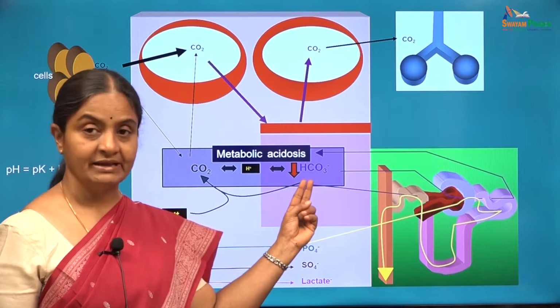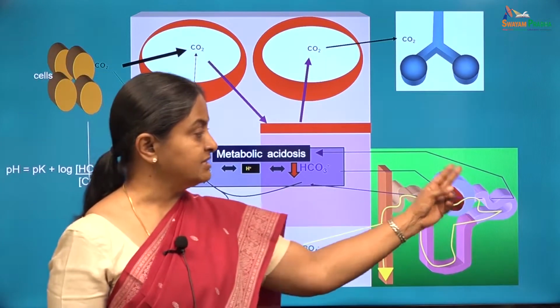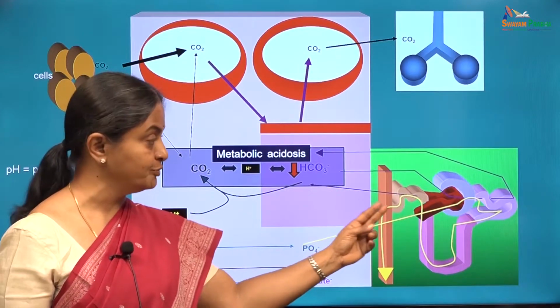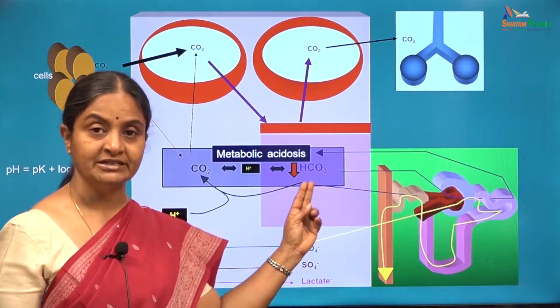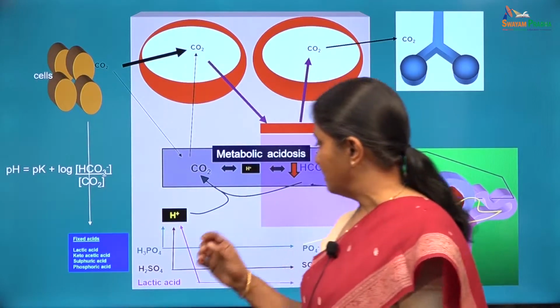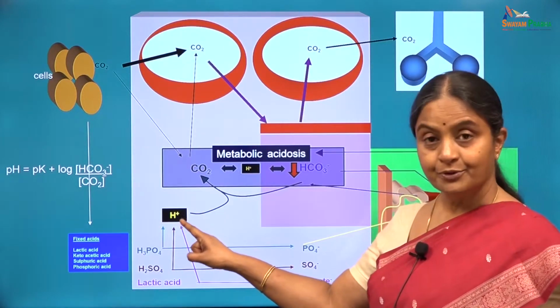Why would bicarbonate levels decrease in plasma? The kidneys may fail to reabsorb enough bicarbonate in the proximal tubule or generate enough bicarbonate in the distal tubule, or bicarbonate may be consumed by the fixed acid protons.